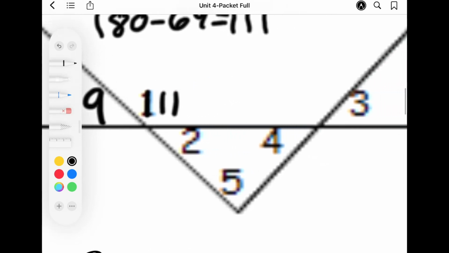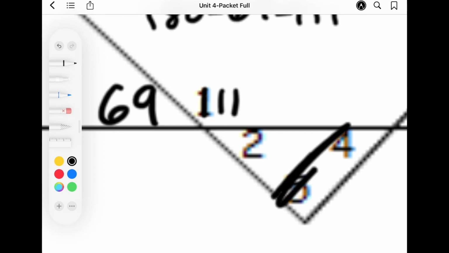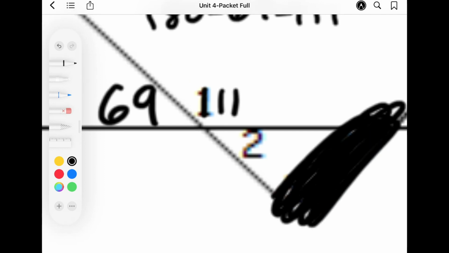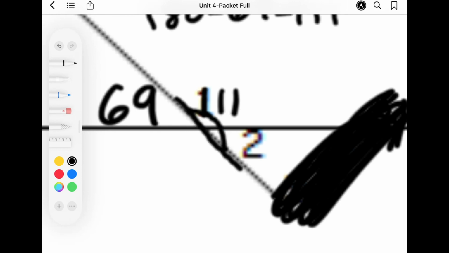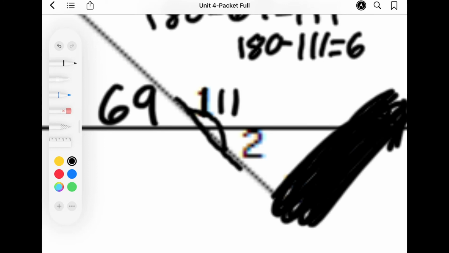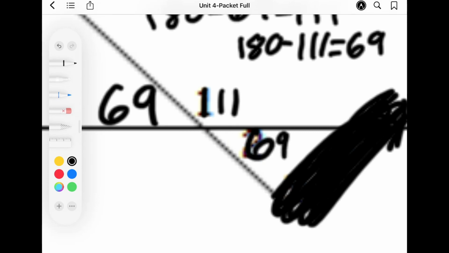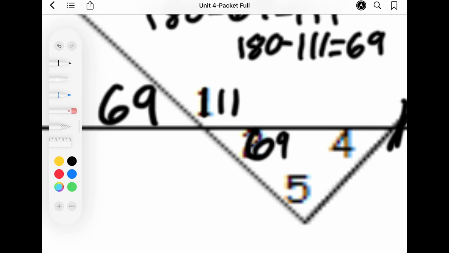Well, ignoring everything else, taking it one step at a time, not worried about this angle 5 and 4 and the other triangle over there on the right side. Angle 1 plus angle 2 also creates a straight line. So we already know one of the angles, so we can do 180 minus the angle we know to get angle 2, which is 69. So this angle is also 69, kind of like the first angle. And then we keep going.